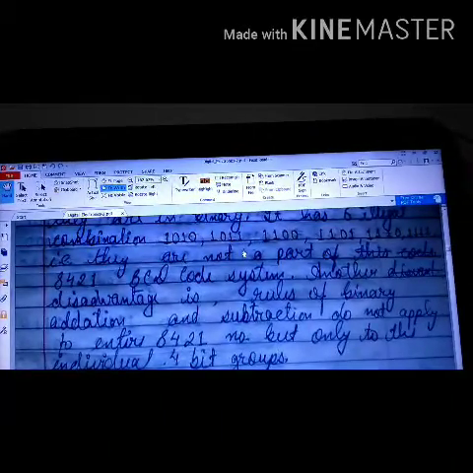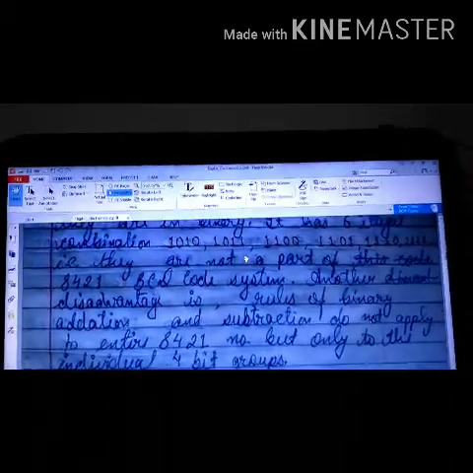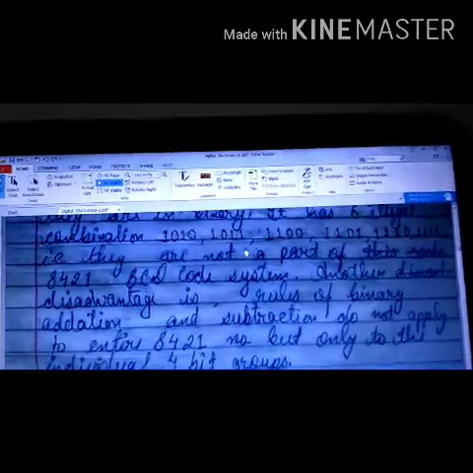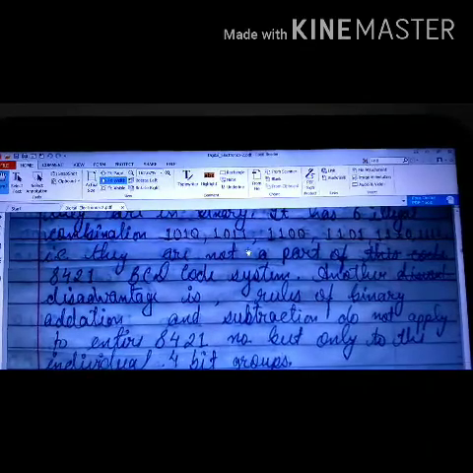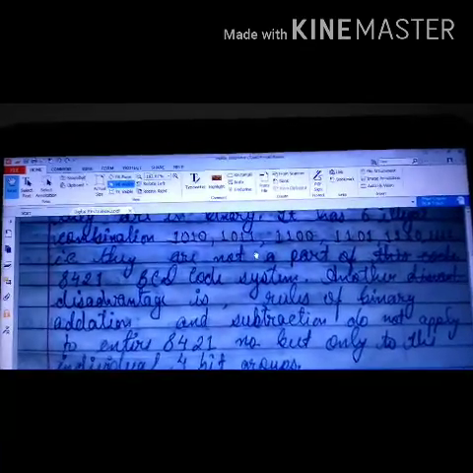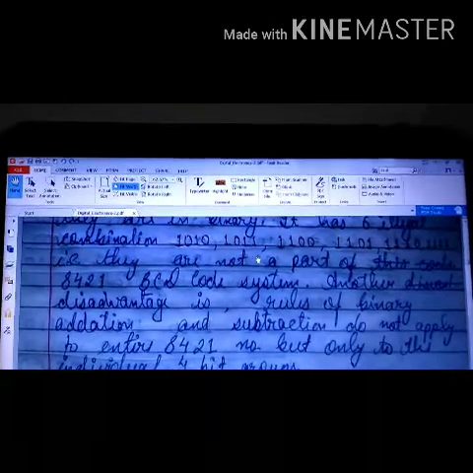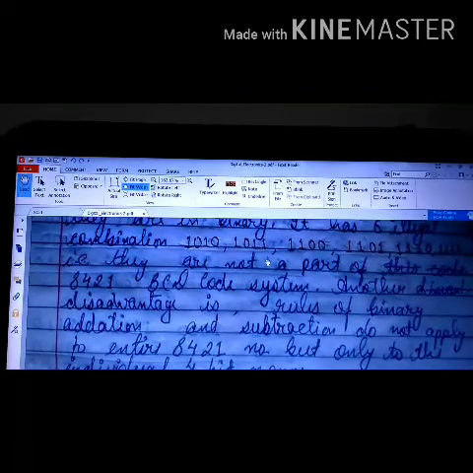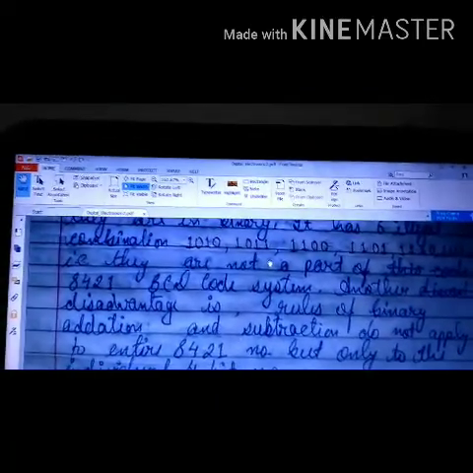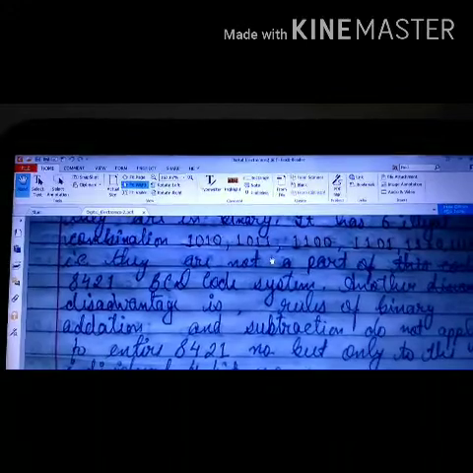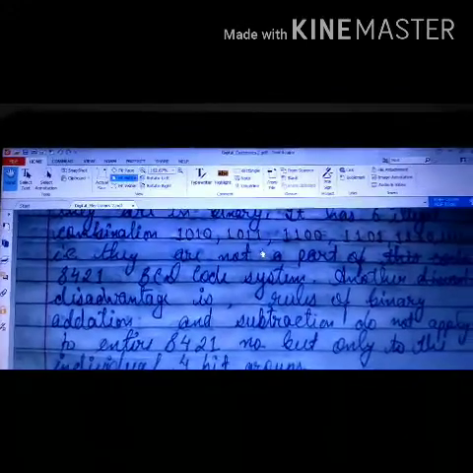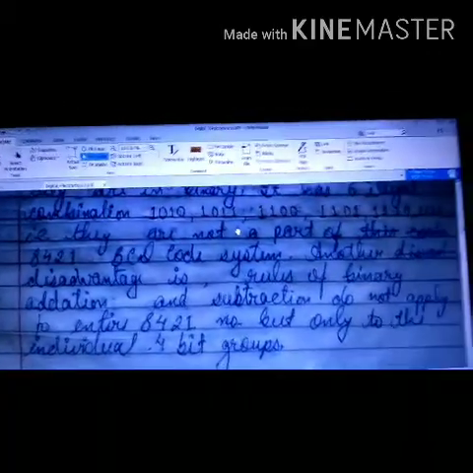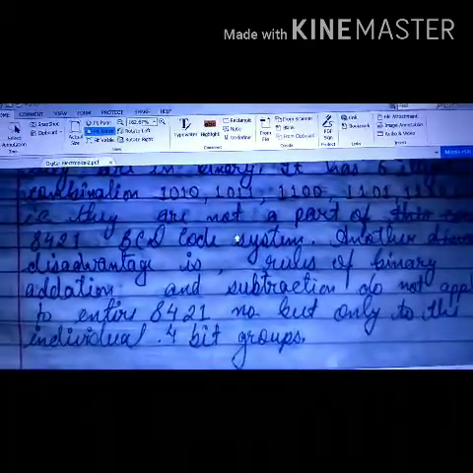Another disadvantage is that rules of binary addition and subtraction do not apply to the entire 8421 number. So if we have a number such as 21, which is represented in BCD as 00100001, then the rules of binary addition and subtraction do not apply to 21 as a whole, but only to the BCD for 2 and BCD for 1 individually. We will be looking at the examples and then it will be much better understood.